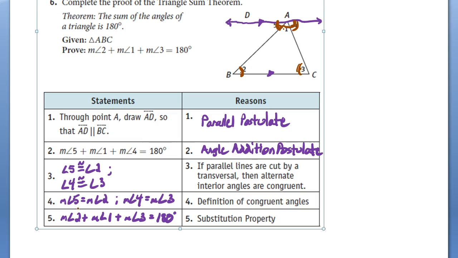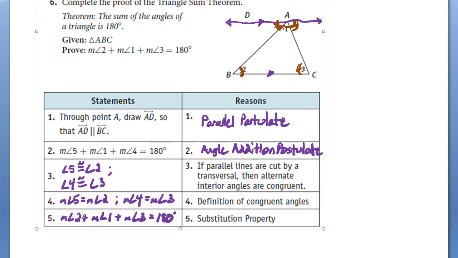Okay, step 4. Because we just said we had some angles congruent, we can now say that their measures are equal. Their measures are equal. We've used this reason before in other proofs. That's the definition of congruent angles. When angles are congruent, then their measures are equal.